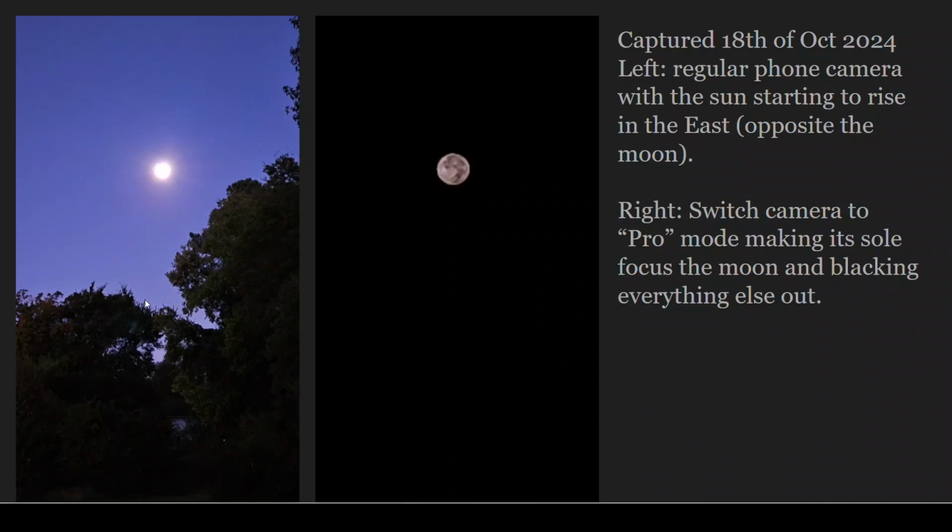On the right is the capture from my regular phone camera. Point and click. And I did no modification. On the left is when I switched my phone to Pro mode. Switching it to Pro mode blacks out everything except the light source, or the target, in this case, the moon.